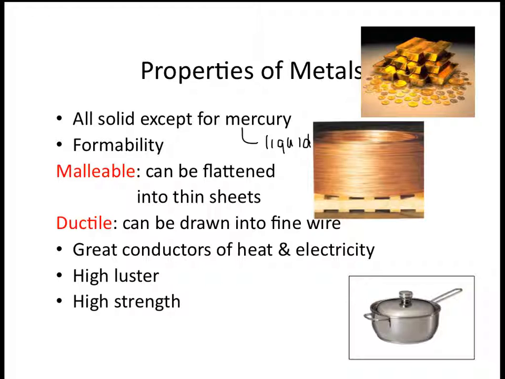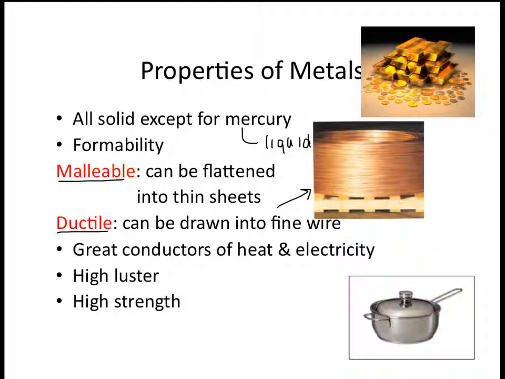All metals have formability, which means that they have the ability to be malleable. They can be flattened into thin sheets. You can look at aluminum foil for an example of malleability. And ductile, which means it can be drawn into wire form. And you can see with this picture, copper is in wire form over here.